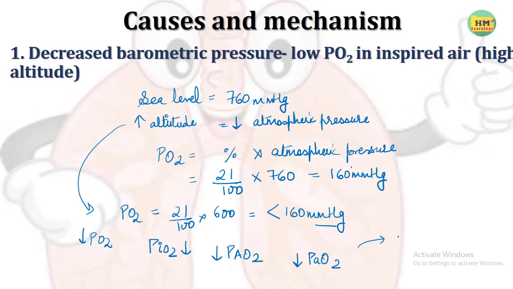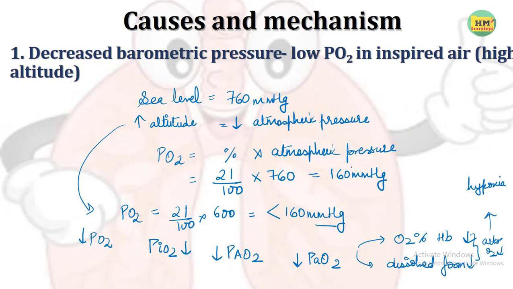The oxygen saturation of the hemoglobin will be less, and the dissolved form of the oxygen in the plasma will also be less. So the total arterial oxygen content will be less, leading to hypoxia. Which type of hypoxia? Hypoxic hypoxia.